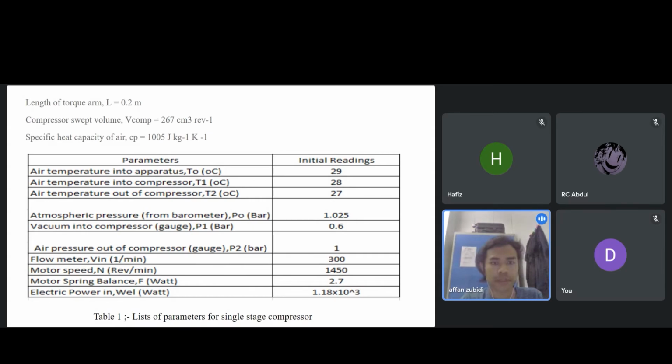So the parameters here: we have air temperature into the apparatus T0, we have P1, P2, atmospheric pressure, vacuum into the compressor, air pressure out of compressor, flow V in inch. We have speed in revolution per minute, and motor spring balance in watt and electric power, as we can see in the box on the right hand side.